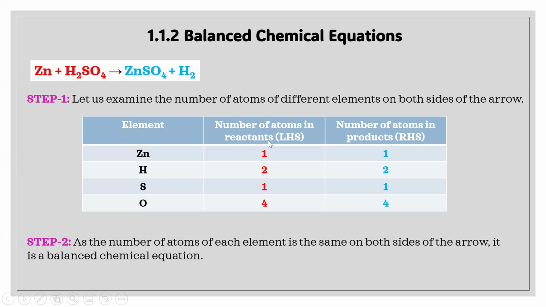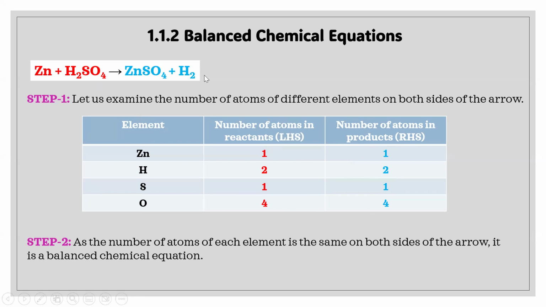First, let us see in the reactant how many atoms we have. Only one zinc is there, two hydrogens, one sulfur and four oxygens. On the product side, we have one zinc, one sulfur, four oxygen and two hydrogens. So one zinc and one zinc, two hydrogen and two hydrogen, one sulfur and one sulfur, four oxygen and four oxygen. The left hand side and the right hand side number of atoms of each element are the same, so it is a balanced equation.